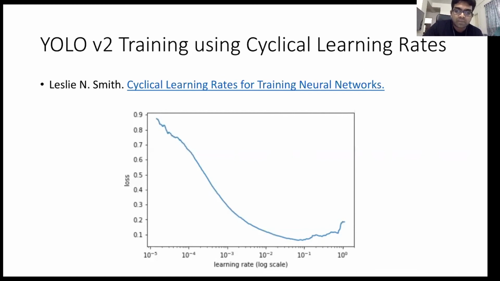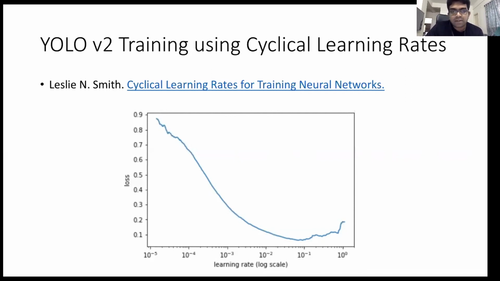I look at 10 power minus 2 and see that there's a huge curve in the downward direction. That means there is a great deal of learning happening at a 10 power minus 2 learning rate. So that's where I want to start my network. I want to start my learning at 10 power minus 2. That's the key insight from this paper: identifying your learning rate before you even start your training.